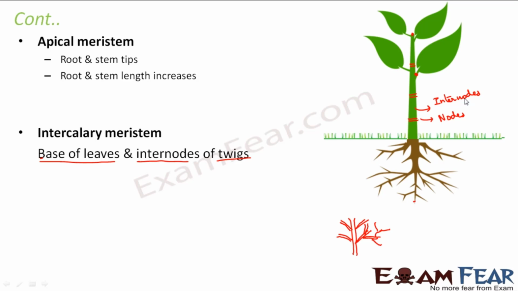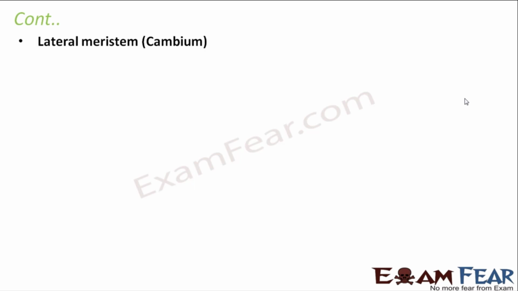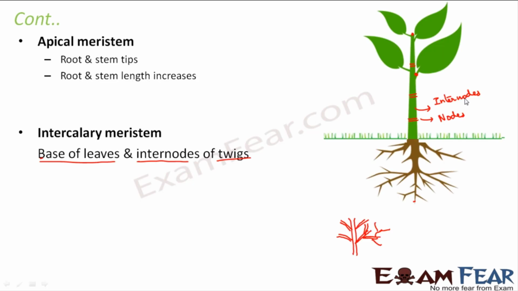So the apical meristem is increasing the root and the stem. So it is actually increasing the length of the stem and the length of the root. Intercalary meristem is increasing the branches and the leaves. Right? So that is the intercalary meristem. Now let us look at the third type, that is the lateral meristem. So what is the lateral meristem actually doing? Right? So I hope you understood what is the intercalary meristem, right?